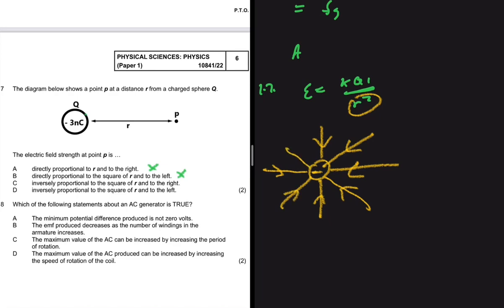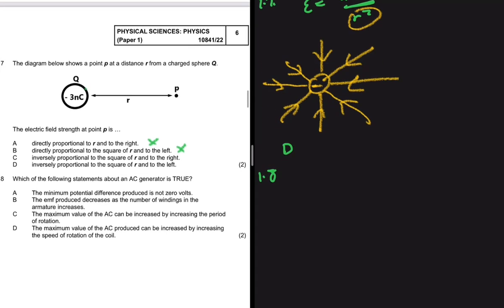So the answer here to 1.7 is supposed to be the field lines at P will be pointing to the left. They will be pointing towards Q, as you can see from the field lines that surround Q as a negatively charged sphere. So inversely proportional to the square of R and to the left. That is option D.